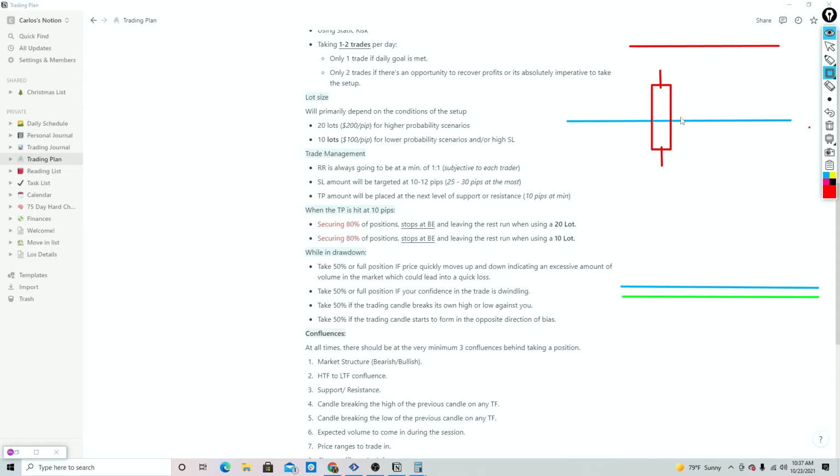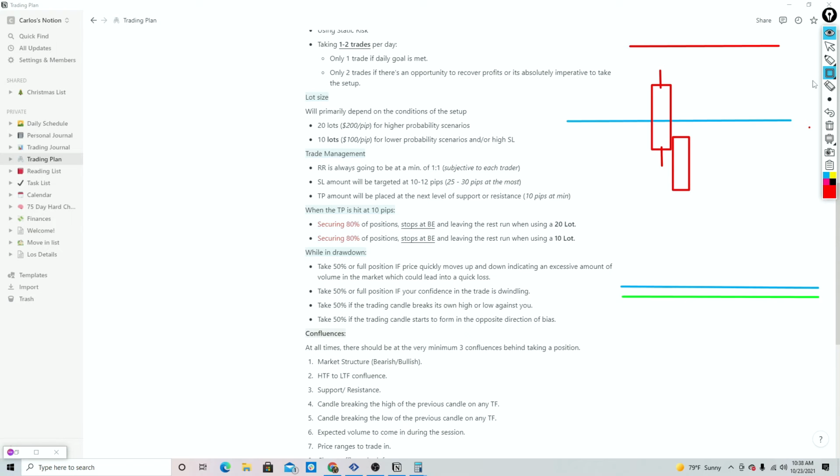So if this candle does something like this, it comes down, breaks the low. It makes the top wick first, and then starts to break the low. Like I said, take 50% if the trading candle breaks its own high or low against you. So I'm taking a sell right here. Take 50% if the trading candle starts to form in the opposite direction of bias.